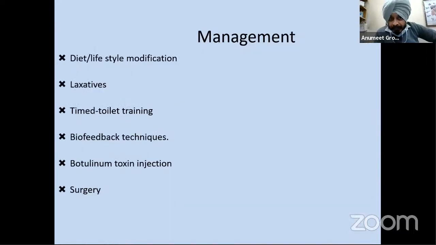What is the management? Diet and lifestyle modification, very important. Laxatives, time, toilet training, biofeedback techniques, they are very important. There is a lot of evidence, there is a lot of publication to show that biofeedback techniques are important in dyssynergic constipation or defecatory constipation. And surgery is the last resort.